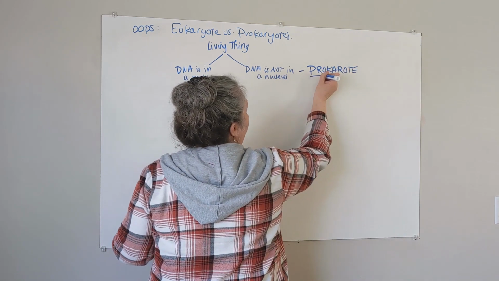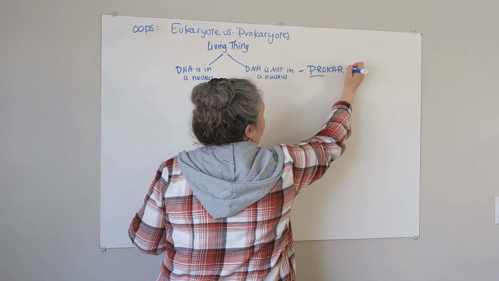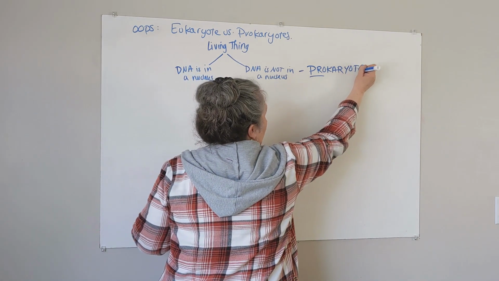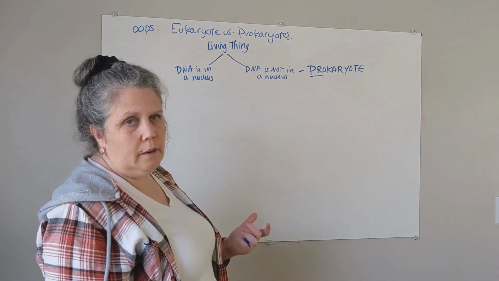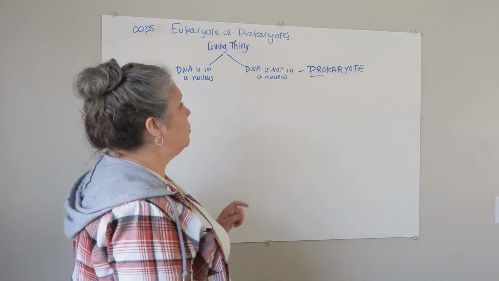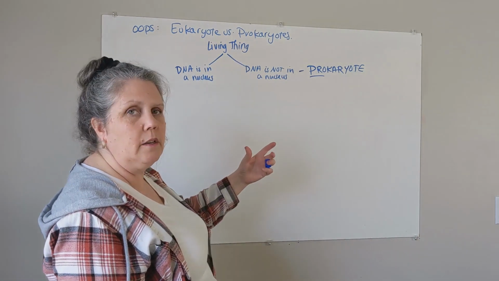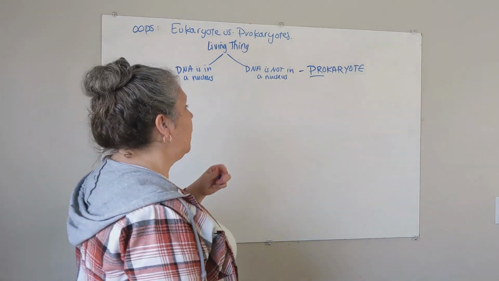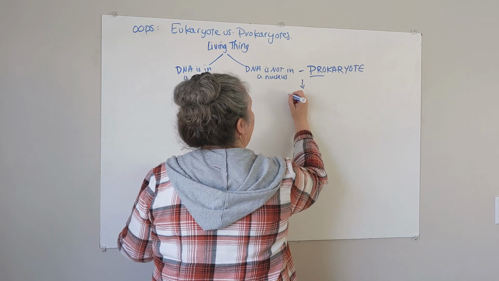And we learned the word pro means first or before, and karyote means like a kernel or nut. And so this would be the very earliest nucleus, or the very first kind of cell type. And there's only one organism that has this, and that is bacteria.